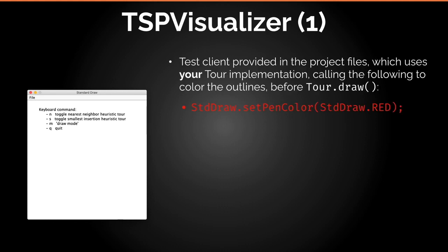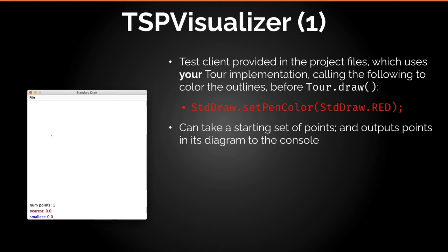So the test client provided will do the following things. It will set the pen color, and you can take a starting set of points and then output what the text output is on the console, and you will check that output with the visual output that you see. So on the screen, starting from nothing, you're going to click on the screen to create points and see what kind of tour your program does. So that will be really useful to see whether your implementations are correct.